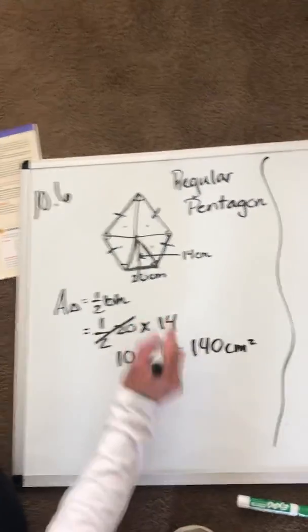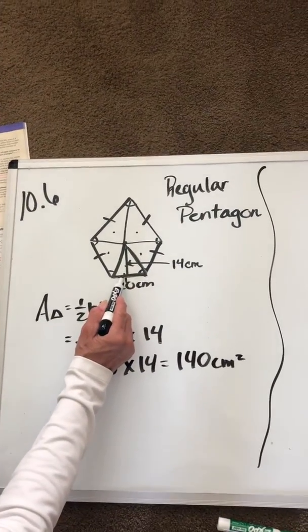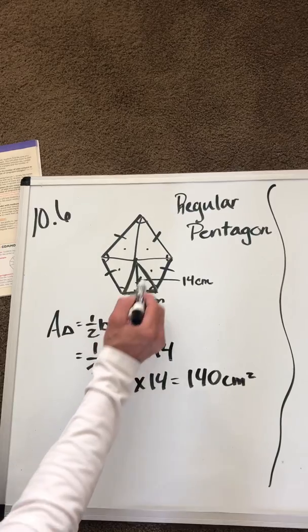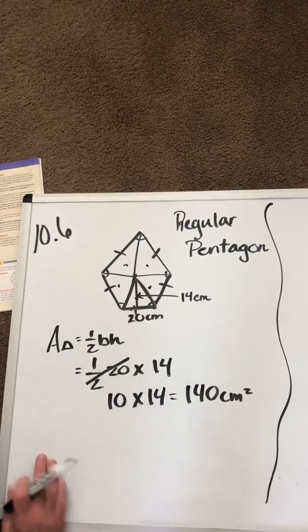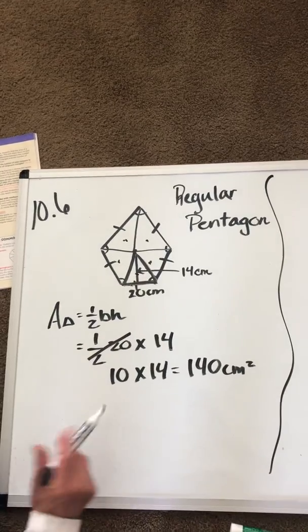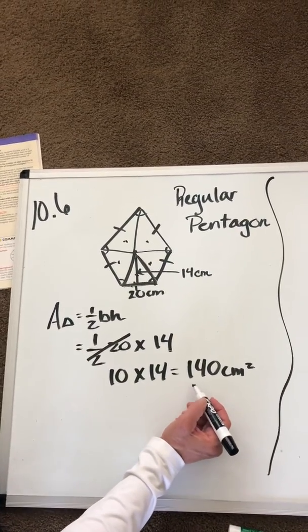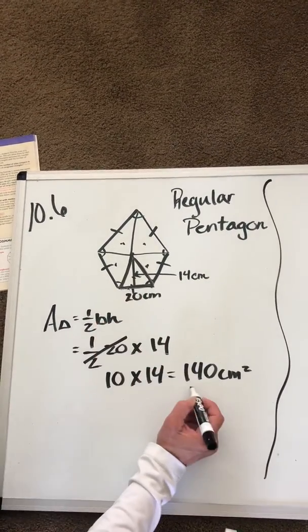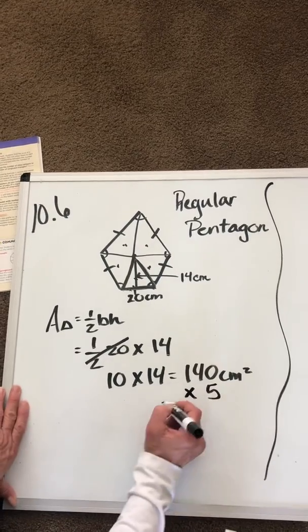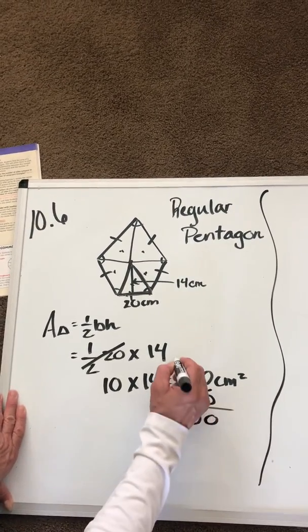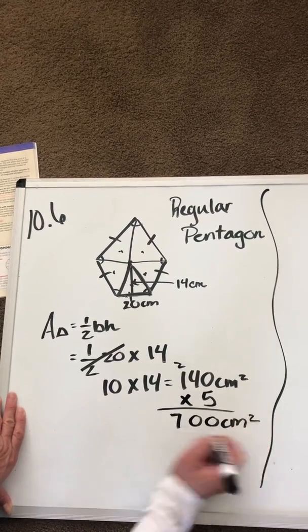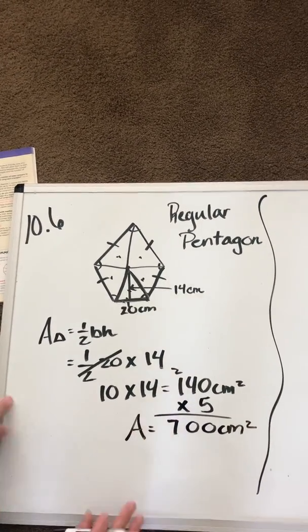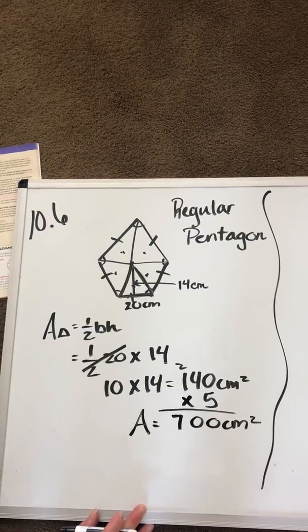Now, that is the area of this one triangle. But because this is a pentagon, we have 1, 2, 3, 4, 5 triangles that we have to take into consideration. So we're going to multiply the area of that one triangle by 5. And if you do that correctly, you will end up with an area of 700 square centimeters.